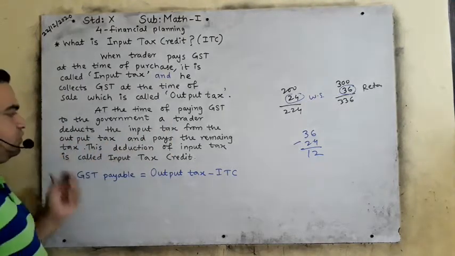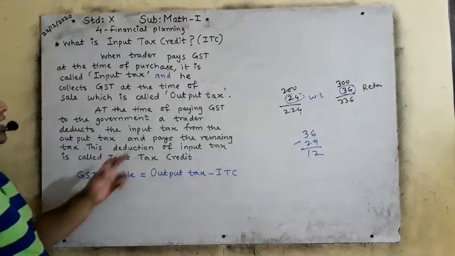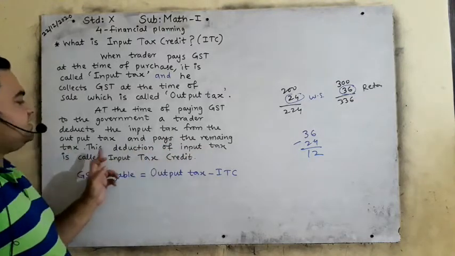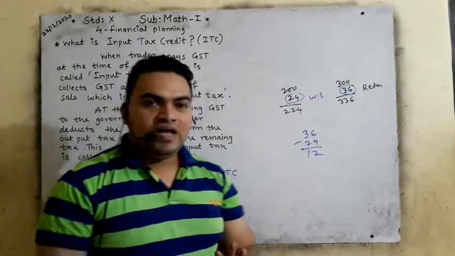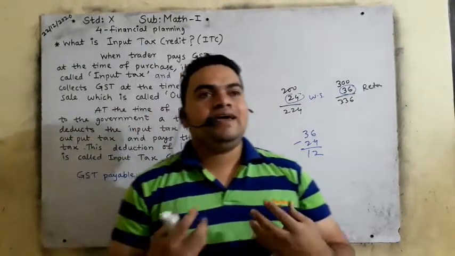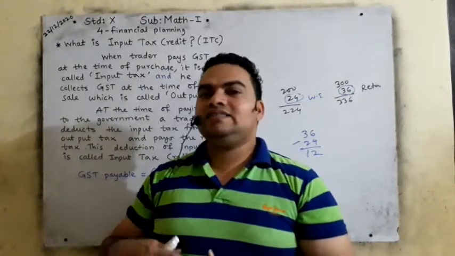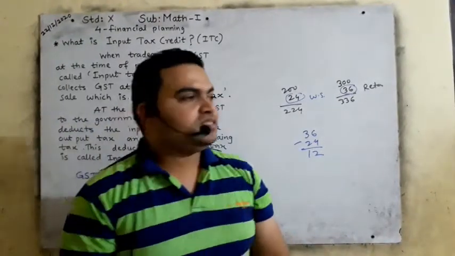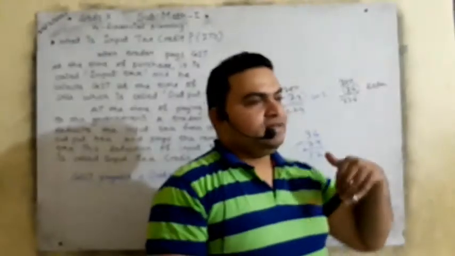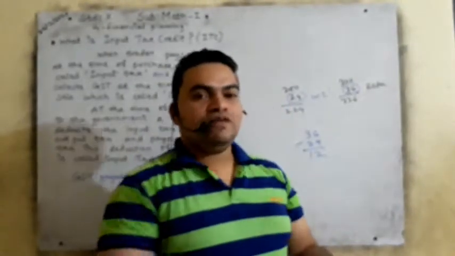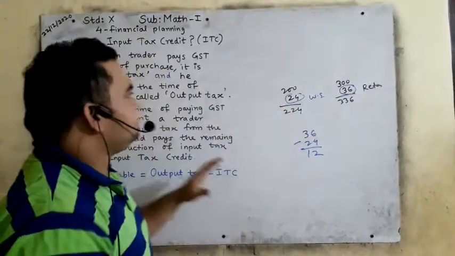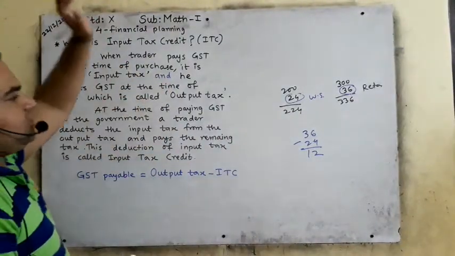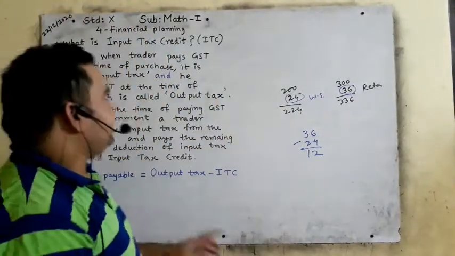Yes, output tax minus input tax, and pays the remaining tax. This deduction of the input tax is called the input tax credit. Understood? So जितना एक खरीदार ने जितना GST पे किया था, उससे ज्यादा GST उसने कलेक्ट किया, जितना पे किया था उतना उसने वापस ले लिया, और बचा हुआ जो टैक्स था, that tax the trader paid to the government, that is called input tax credit.